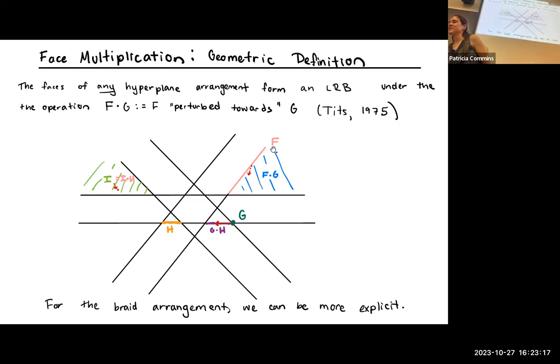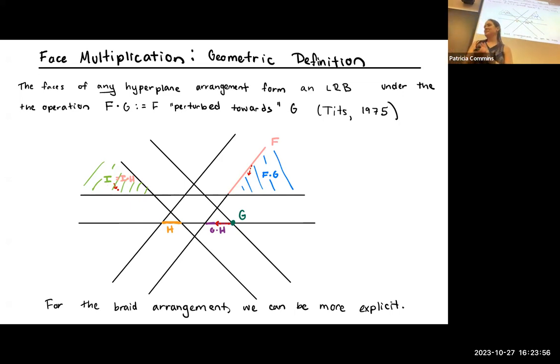So if f is this pink ray here, and g is this green vertex, if we take a very small step, we'll end up in this chamber fg here. Whereas if we're multiplying g by h, if you take an epsilon step in the shortest path towards h, you stay along this line and end up in this purple spot here. And the two-dimensional regions are interesting in that if you start there and take an epsilon step in any direction, you still stay in that region. So I would be equal to I times h.